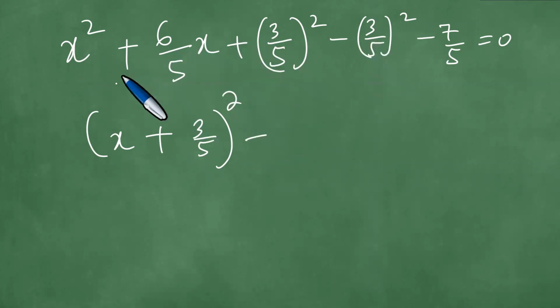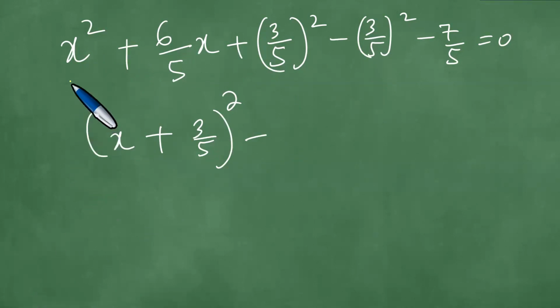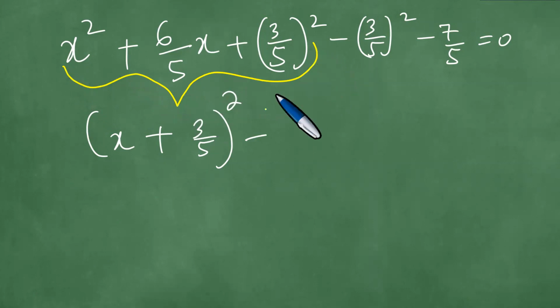Now we have dealt with these three terms here in the technique of completing the square. You might be seeing it for the first time. Right, so all these, they become this. Then now you just have to deal with these ones. You can just write them out. And if you do, what is 3 squared? Is 9 out of 25 minus 7 out of 5 equals 0.